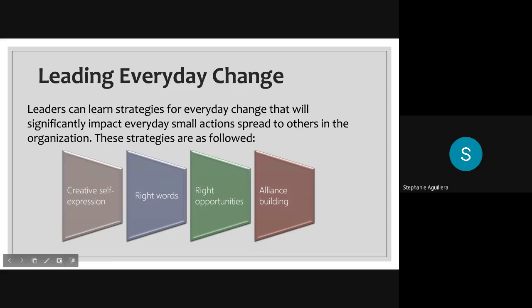Right opportunities. A more public approach for a leader to look for, create, and capitalize on an opportunity for motivating others to change. Alliance building. With strategic alliance building, the leader works closely with others to move issues to the forefront more quickly and directly than would be possible if they were alone.